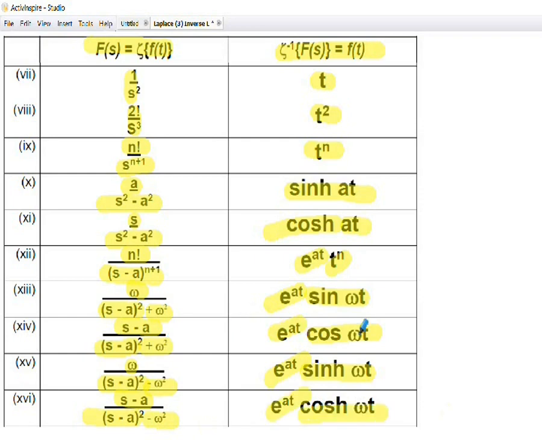So we need to get quite familiar with these inverse Laplace transforms. It will help us in our understanding of the process.